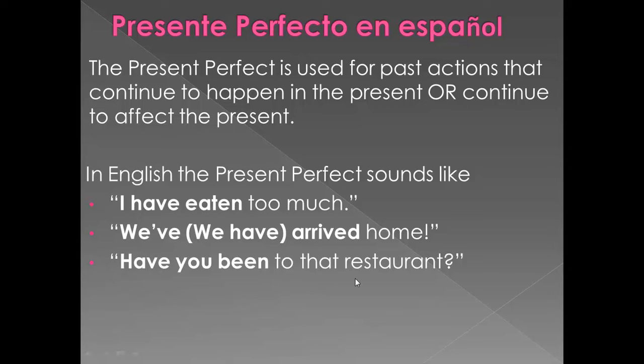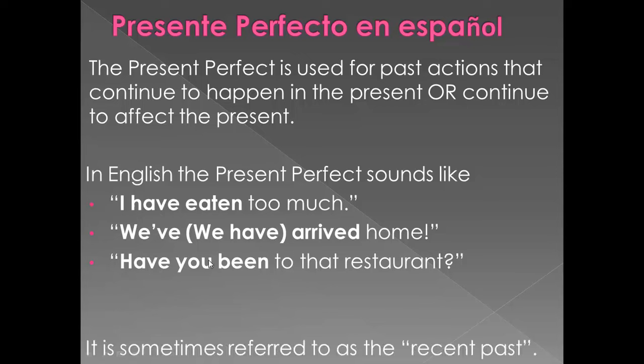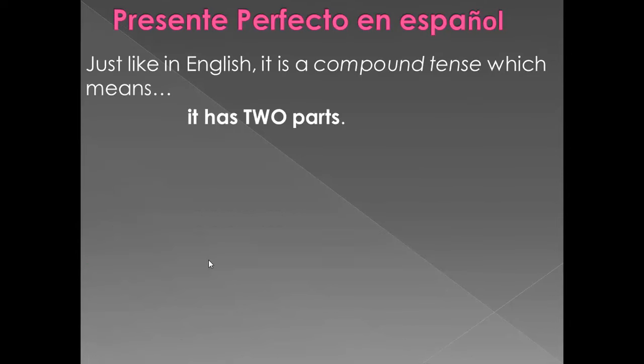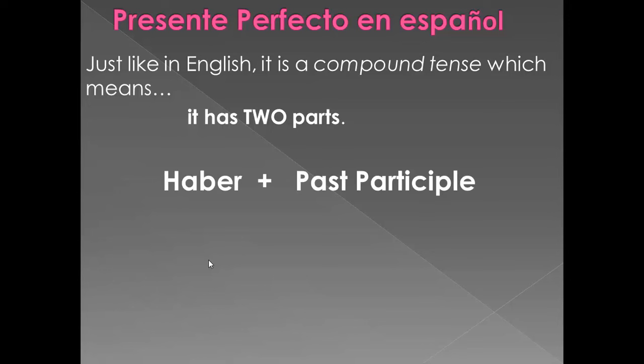So as you can see, we've got the have and then the eaten, the main verb, but the auxiliary verb have is along with it. It's also sometimes referred to as the recent past. Just like in English, as you noticed in the previous slide, it has two parts to it. It's considered a compound tense. It has the two parts, which is the haber, the auxiliary verb, and the past participle, which is made with the main verb. So in English, again, has arrived, has being our auxiliary verb.